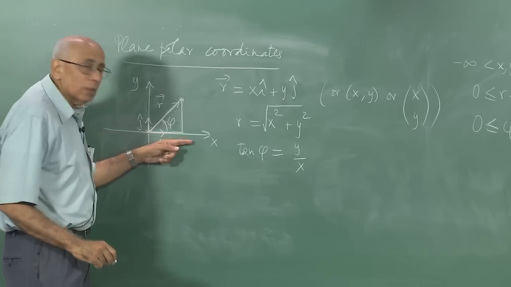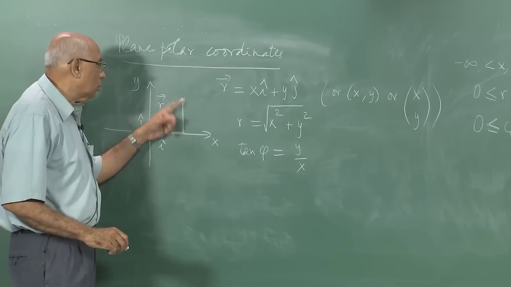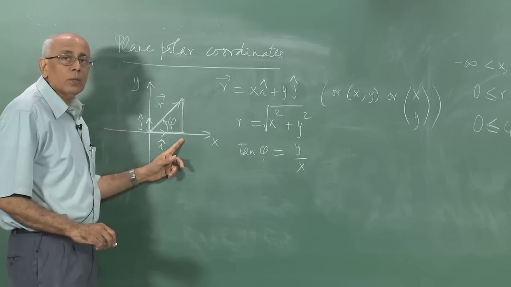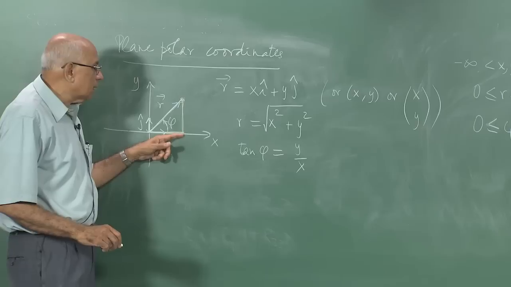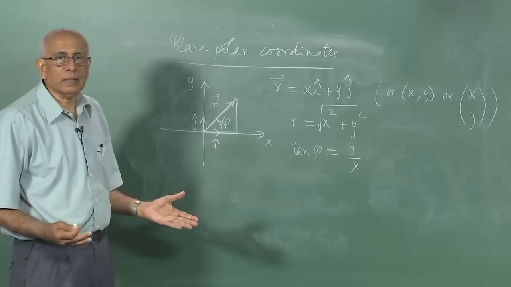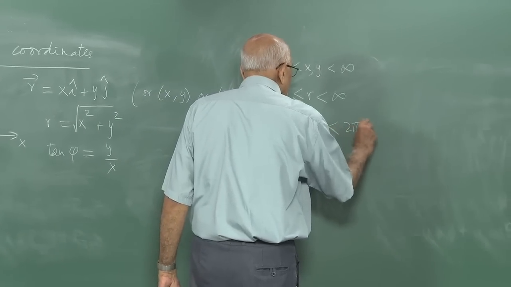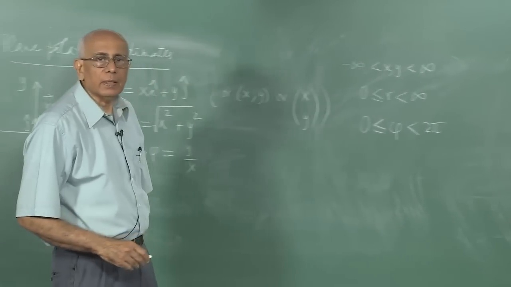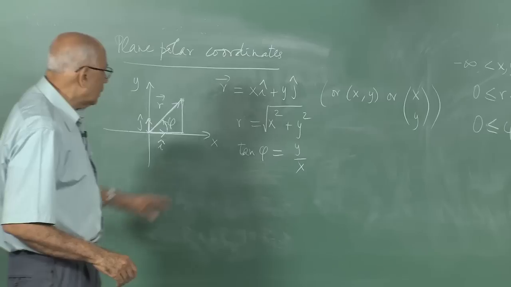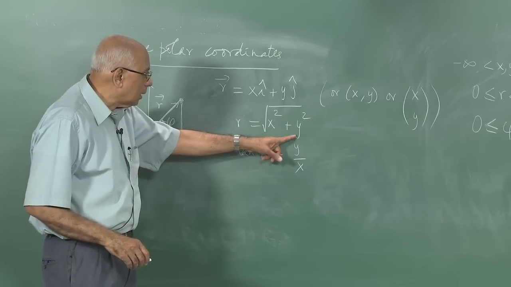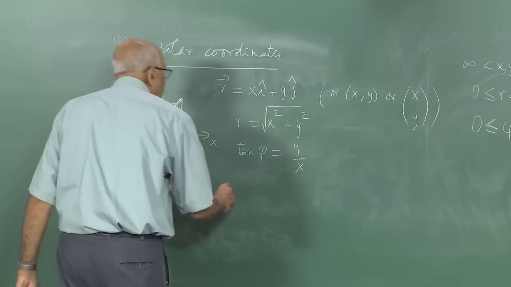Phi is 0 means the point is on the x axis, and it goes all the way around up to 2 pi, but 2 pi is identified with 0 because you are back at the same point. So I should really write this as less than 2 pi, so that the coordinate is single valued. So these are the transformation rules from the Cartesian to plane polar coordinates.